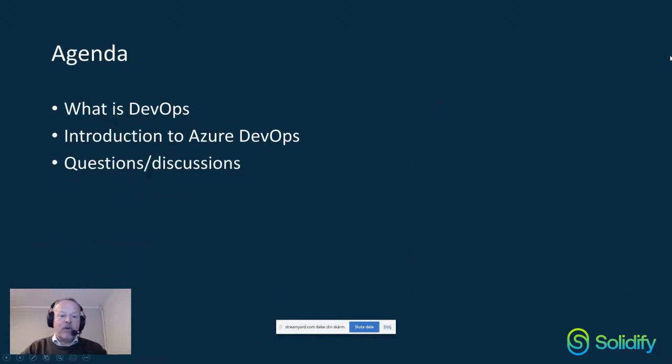So today we're going to speak about two things actually. First, I would like to start with what is DevOps, because DevOps is a way of work. And then I'm going to speak about Azure DevOps, that is a product. And they are very much connected to each other. So before we start talking about the product, we will start talking about what DevOps is.